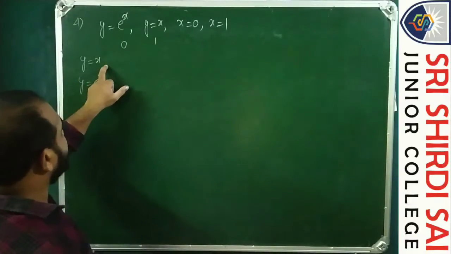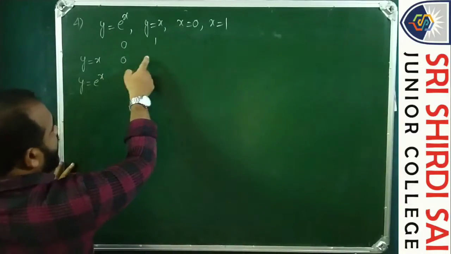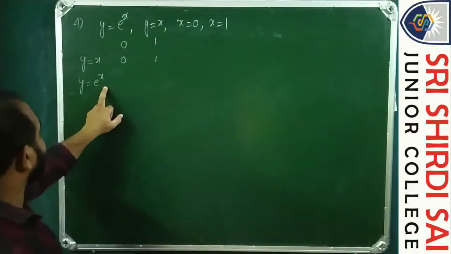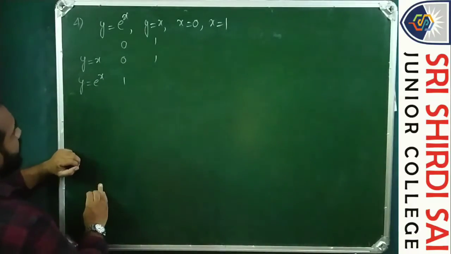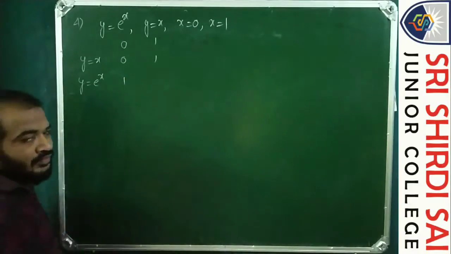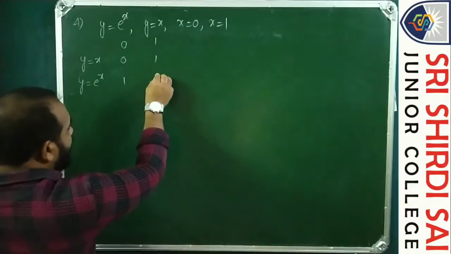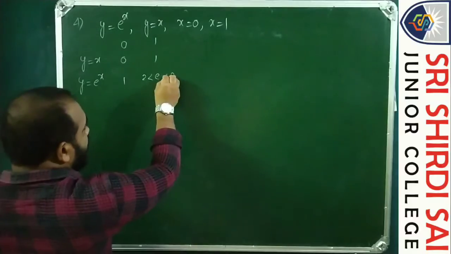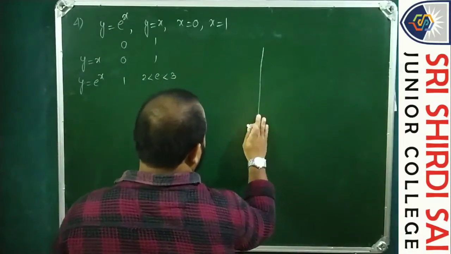So y is equal to x. If x equals 0, y is also 0. If x equals 1, y is also 1. Now this e power x: if x equals 0, e power 0 is 1. Next, substitute 1, y equals e. We know that the e value is lying in between 2 and 3. That we know the value. So with the help of this, let us try to plot the diagram.